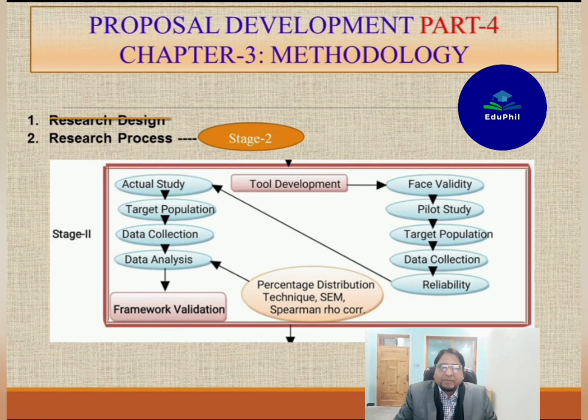And for stage 2, as you can see in the slide of the research process, we have to go to the tool development, then face validity, then pilot study, then target population for data collection, and then find out the reliability, and then how to conduct the actual study, and how to collect the data from the target population, and whether the data will be primary or secondary, and how to analyze the data, and how to validate the research framework or conceptual framework that had already been described in chapter number 1.